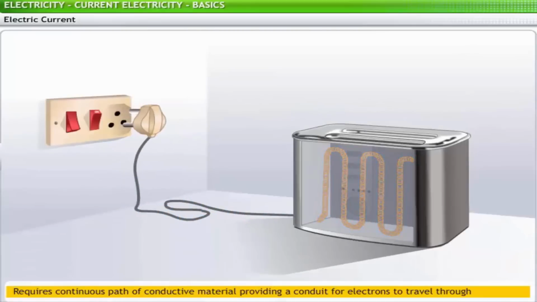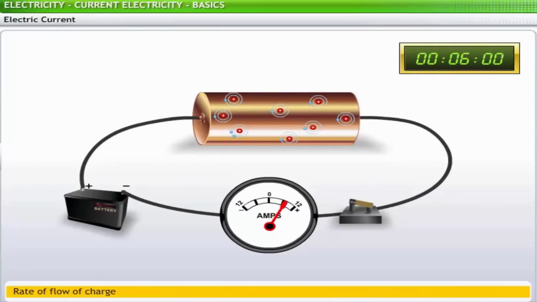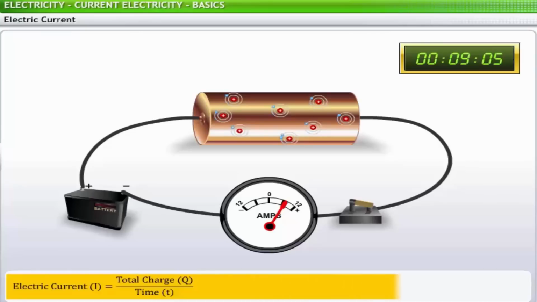When you unplug an appliance, say a toaster, from the power supply, the flow of electrons is interrupted and the appliance stops working. You can measure electric current as the rate of flow of charge, or the amount of charge flowing through a point per unit time.